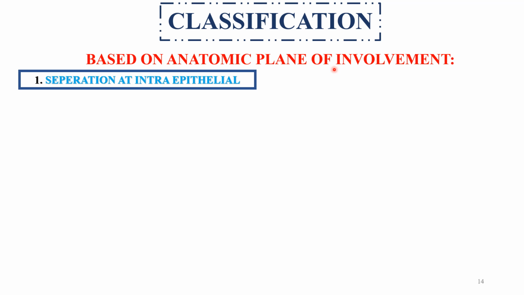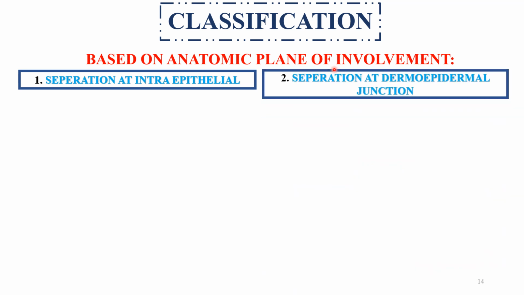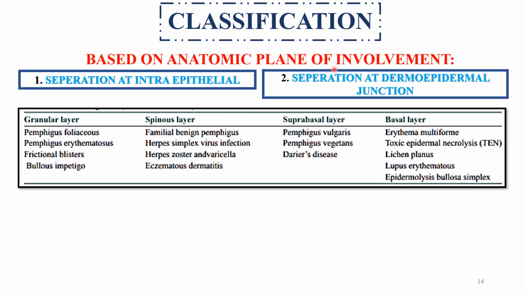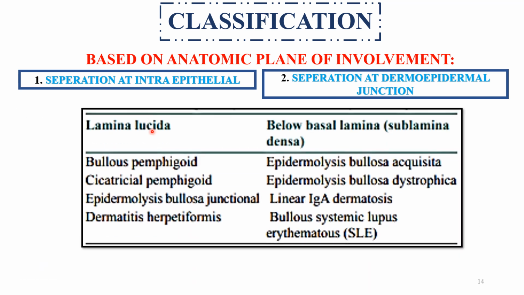One more important classification which is required for understanding the vesiculobullous lesions better is based on the anatomic plane of involvement. According to this, the vesiculobullous lesions are categorized as intraepithelial lesions and subepithelial lesions. The intraepithelial lesions are further classified according to the level at which the blister formation occurs. They are categorized into four groups: involvement of the basal layer, suprabasal, spinous and granular. Again, the subepithelial lesions are further classified.